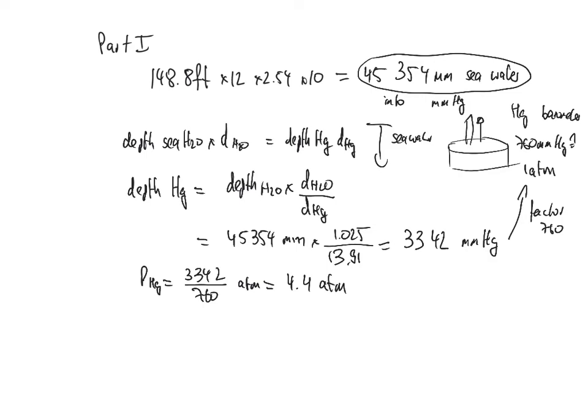Now let's relate this to the diver. When the diver's at the surface, he has 1 atm. When he's at the bottom, or when he's down about 150 feet, then the pressure increase is 4.4 atm. So at the bottom, he should have 5.4 atm.